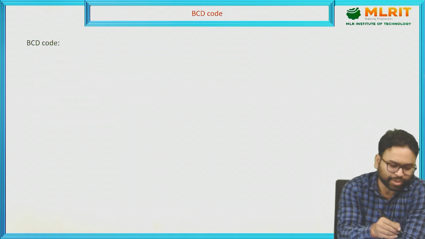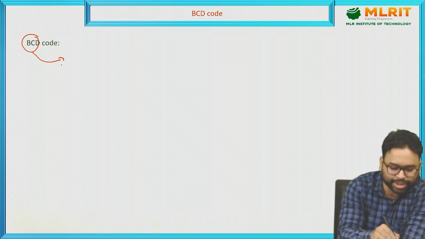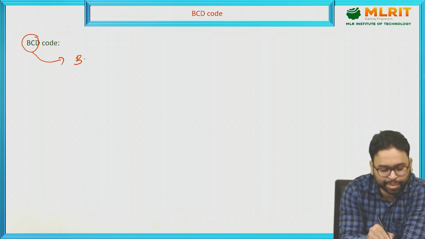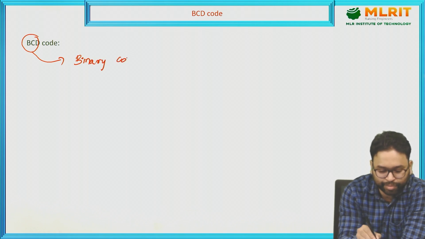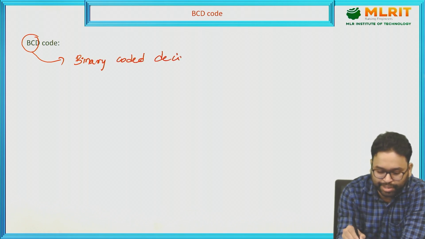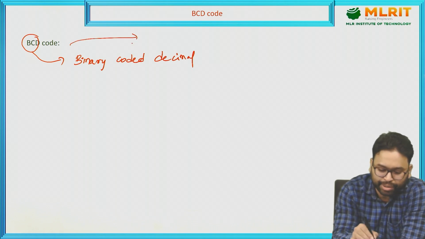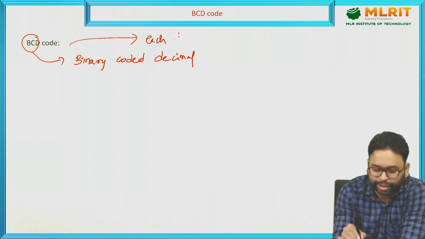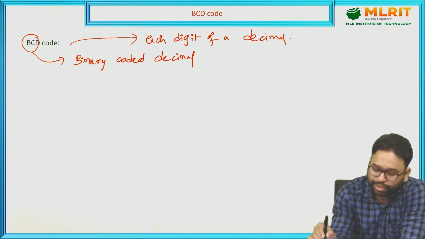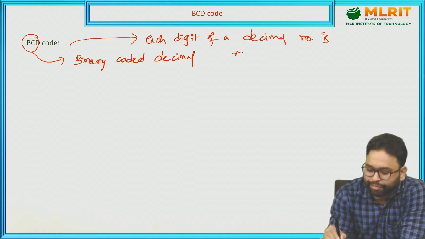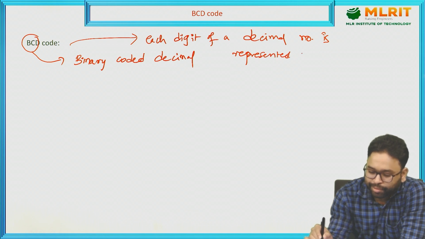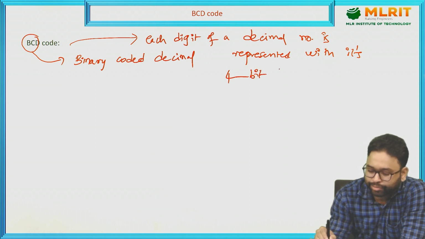Okay, first let's look into what is BCD code. What is the full form of BCD? The full form or acronym for BCD is binary coded decimal. Binary coded decimal means each digit of a decimal number is represented with its 4-bit binary equivalent.